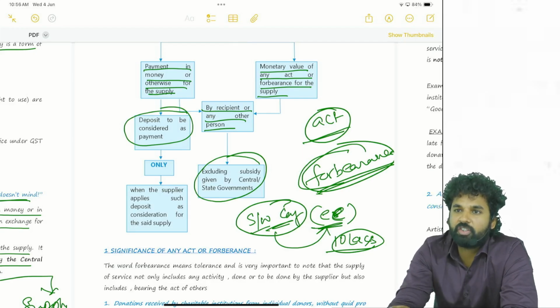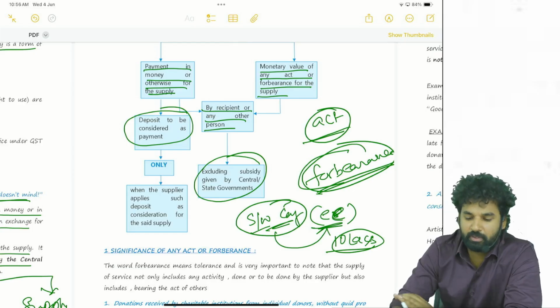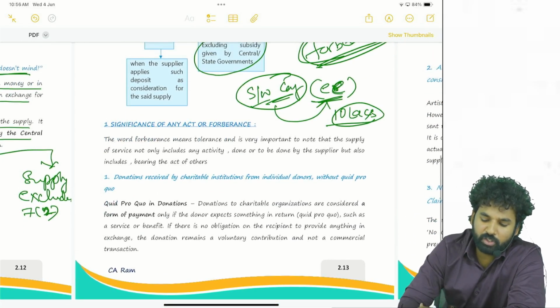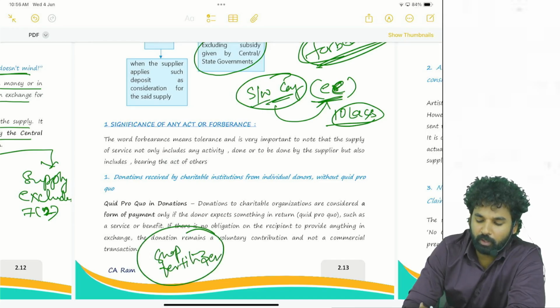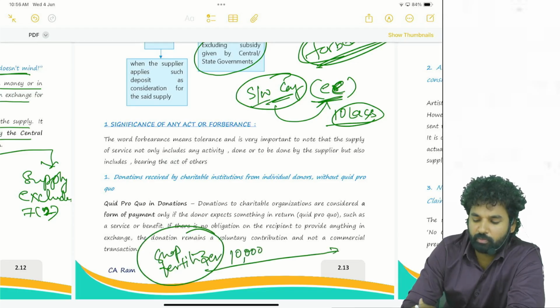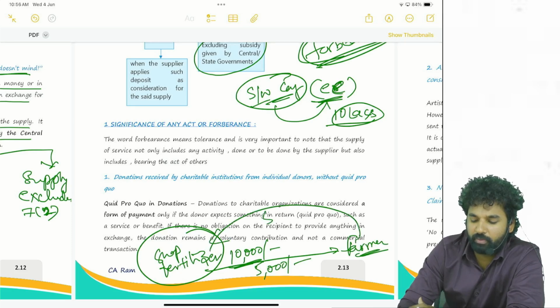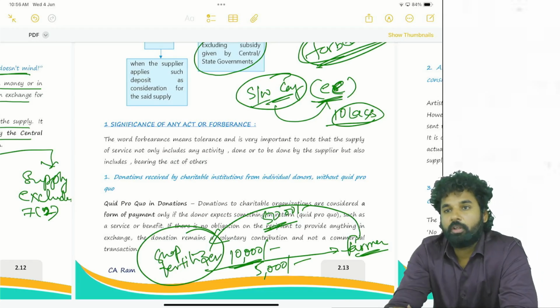Next is the case with respect to subsidy by the central government or state government. When a central government or a state government is giving subsidy, let's say a fertilizer shop is there. Fertilizer costing 10,000 rupees. Out of this 10,000 rupees, the farmer is paying 5,000 rupees. The government is paying 5,000 rupees. This is what is subsidy. 10,000 rupees is the consideration. Out of that, 5,000 is being paid by the central government or state government. So this is a subsidy given by the government.